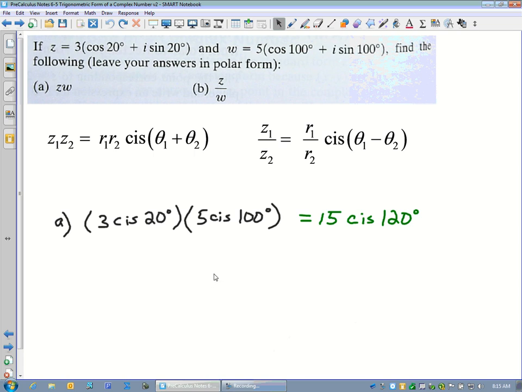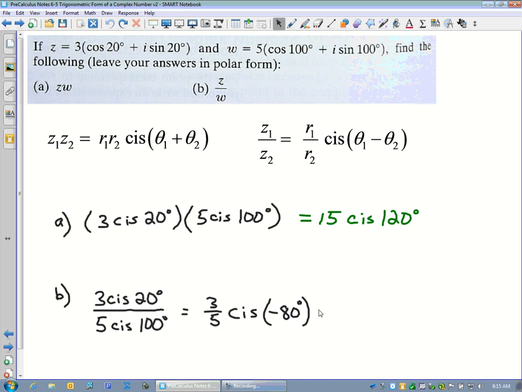When dividing, it's pretty much the same process. I'm going to use the cis notation because I prefer that. So again, 3 cis 20 is z, and 5 cis 100 is your w. So we're simply going to divide the numbers, which gives me 3/5, and then 20 minus 100 is going to be a negative 80.